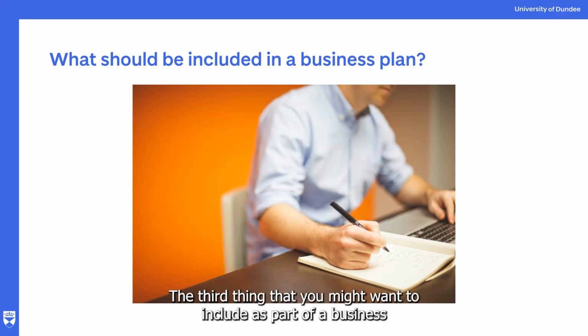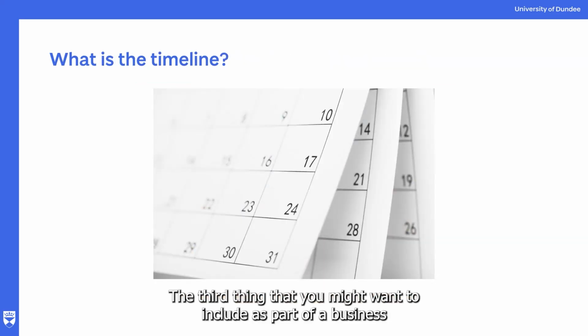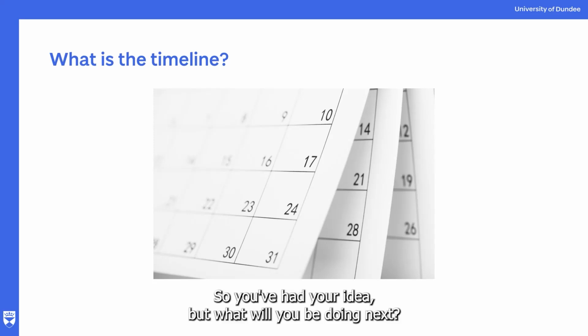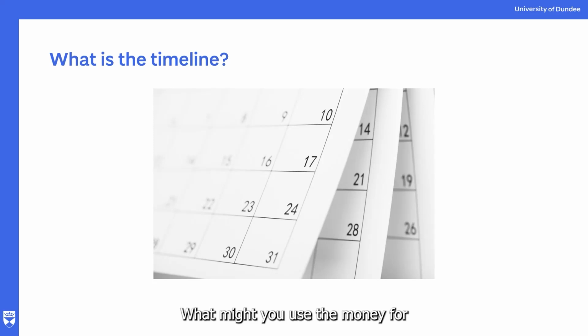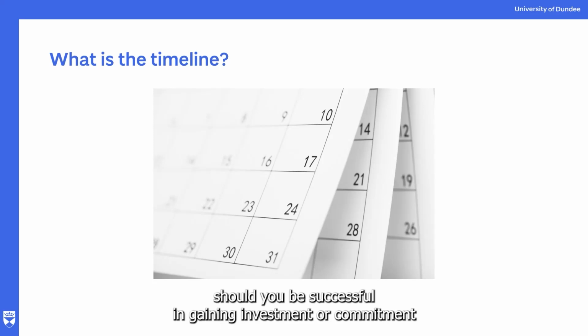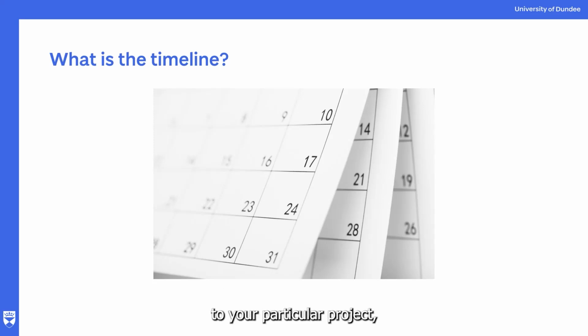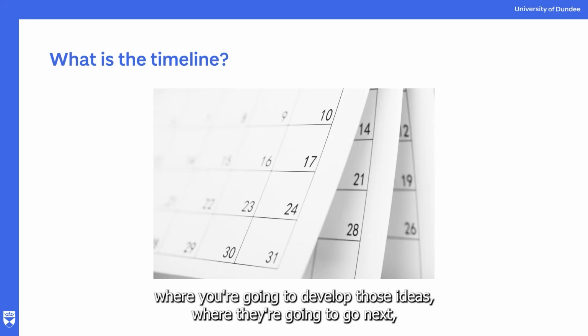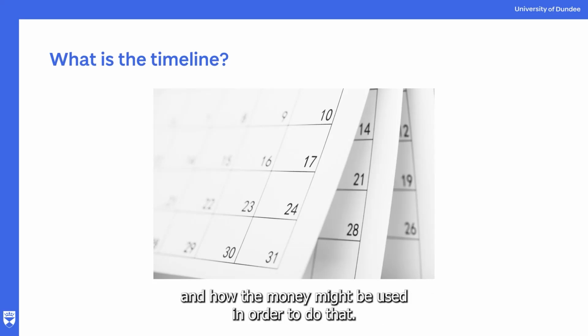The third thing that you might want to include as part of a business plan is what are the next stages for your development. So you've had your idea, but what will you be doing next? What might you use the money for should you be successful in gaining investment or commitment to your particular project? And when will this happen? So if we think about the business plan, it's your ideas, it's where you're going to develop those ideas, where they're going to go next, and how the money might be used in order to do that.